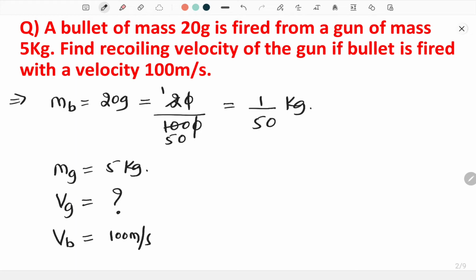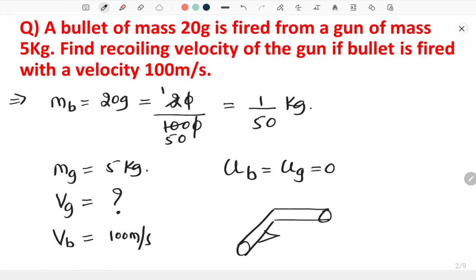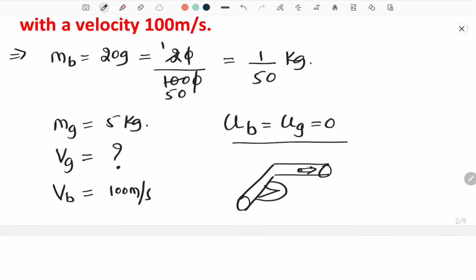All right, now we need to find this. So how about the initial velocity of the bullet and the initial velocity of the gun? Both are going to be 0, because whenever I draw a gun here, initially both of them were at rest, no? For example, this is the gun and here is the bullet. So initially both of them are at 0 velocity, both of them are at rest. So that's why I have to take them as 0. I hope the concept is clear.